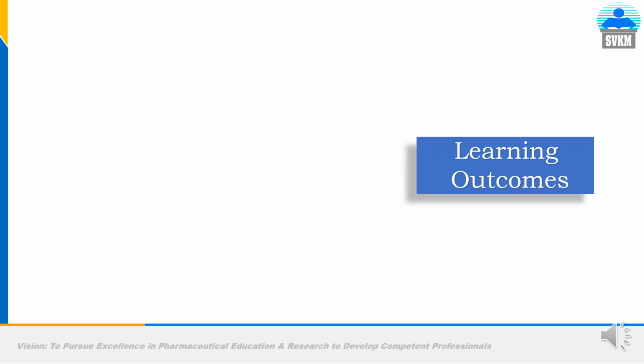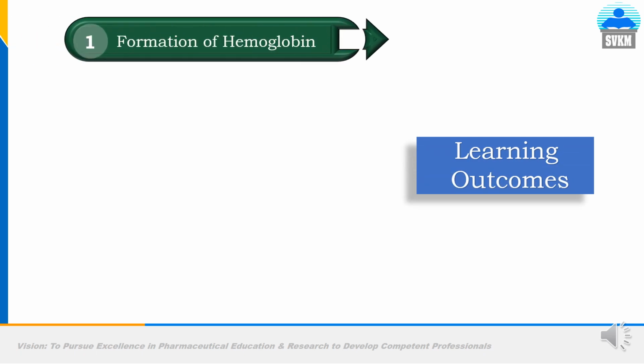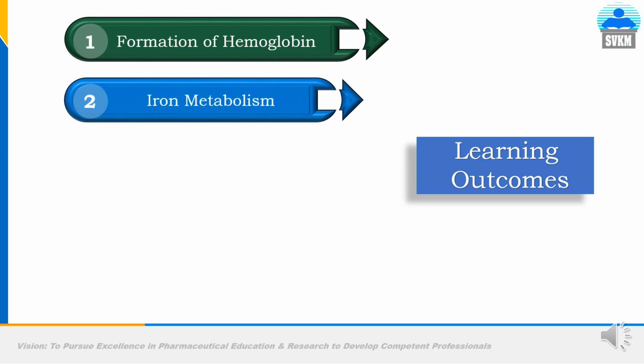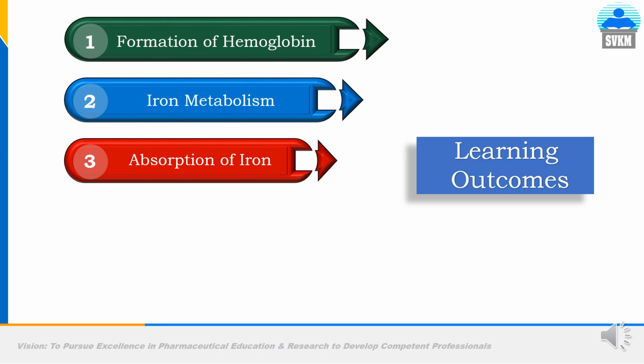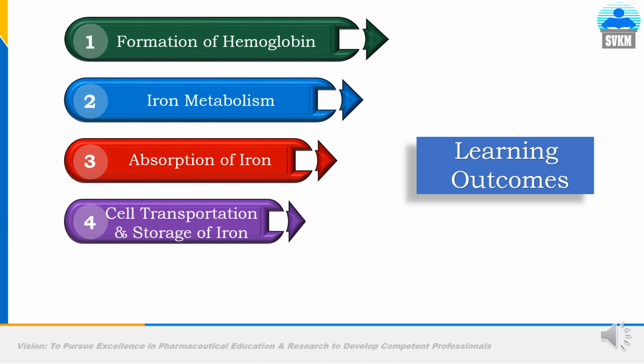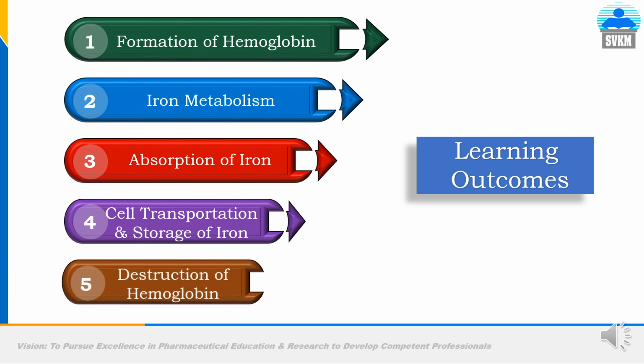Learning outcomes. After completion of this lecture, we will be able to understand the formation of hemoglobin. Second, how iron metabolism occurs in our body. Third, how the absorption of iron takes place. How the cell transportation and storage of iron occur in our body. And last, how hemoglobin is destroyed by the cell.